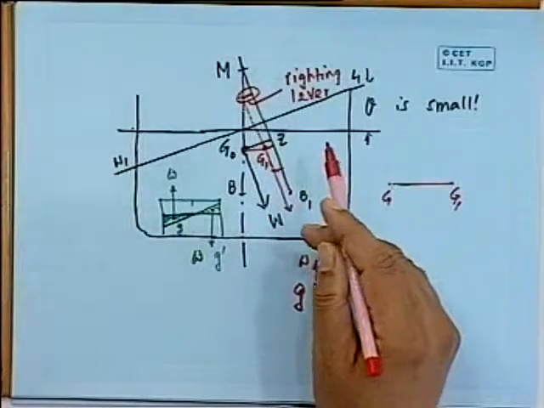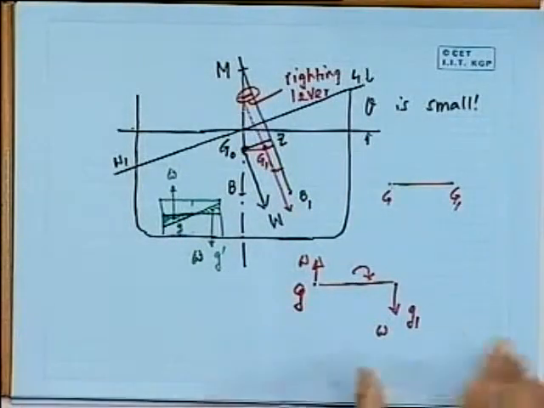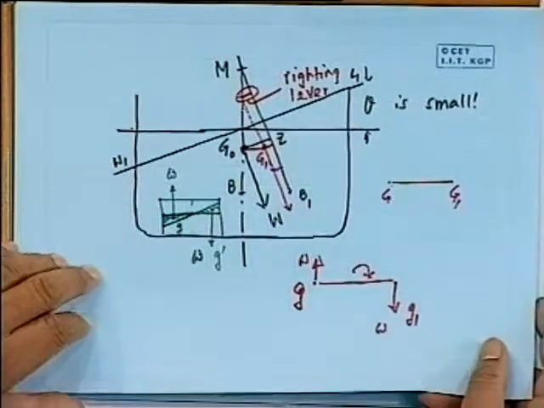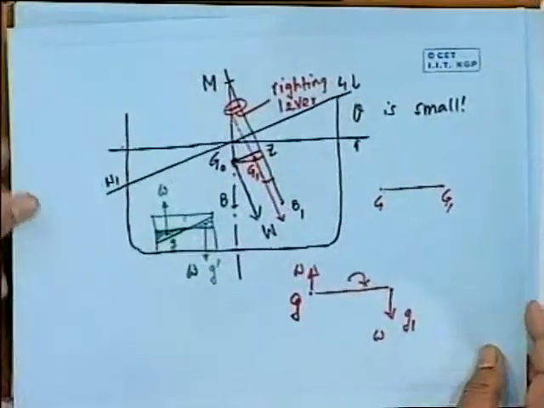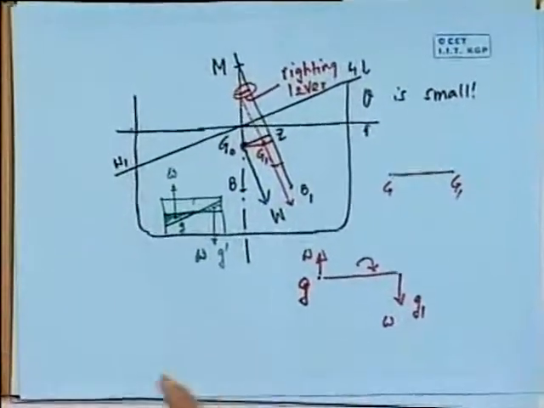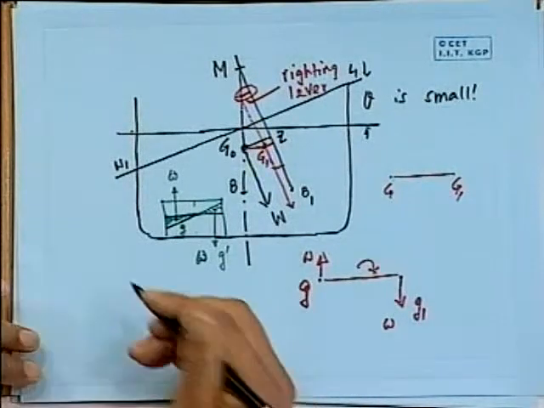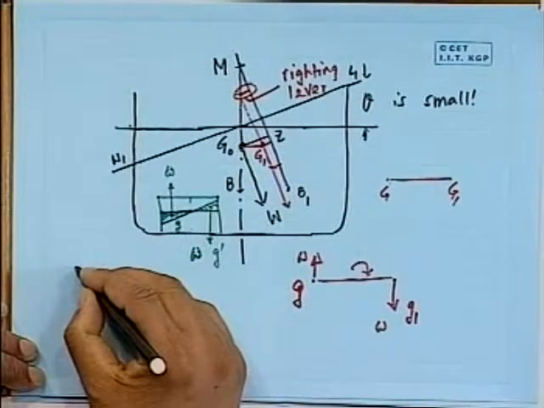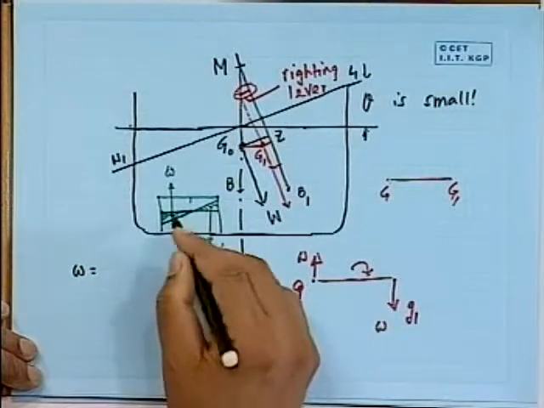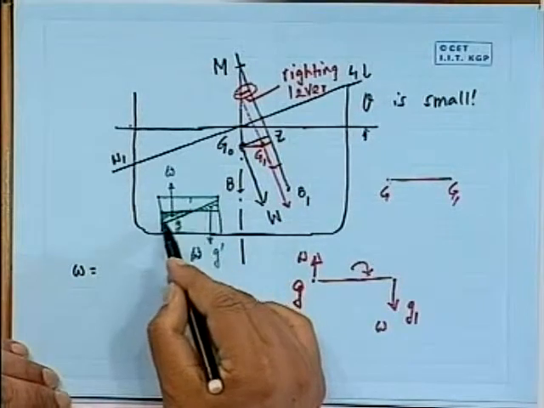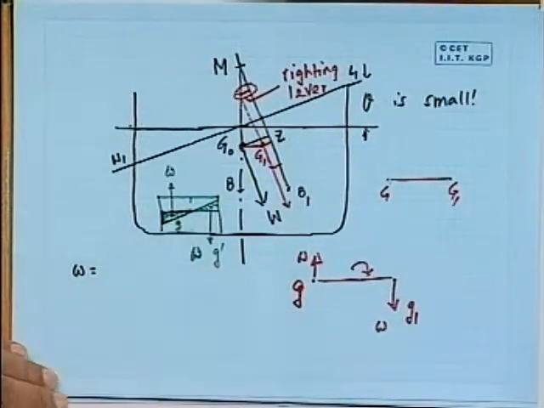Okay, and then we can find out the metacentric height. So we will be requiring this diagram again, perhaps. So I will try to work it here. See, how much is W? W is the weight of the liquid of this volume.